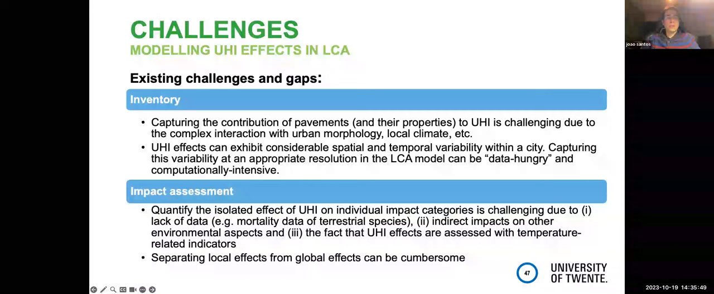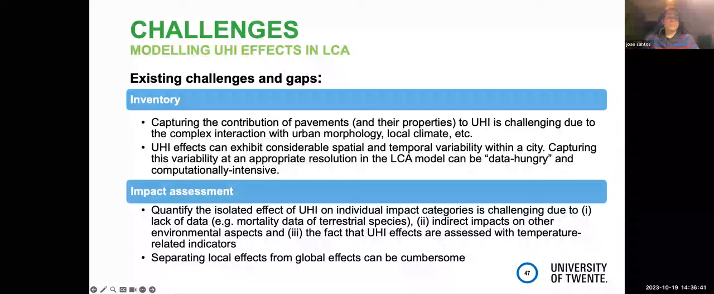In terms of challenges and gaps, using the same structure, in the inventory, capturing the contribution of the pavements to the urban heat island is quite challenging due to the complex interaction between the urban morphology and local climate. There are also second order effects, such as the fact that the increase in temperature will lead to chemical reactions that in turn will have an impact in other categories. The urban heat islands can change depending on the location and also the time within the city, and capturing this variability at an appropriate resolution can be quite data hungry and computationally expensive.